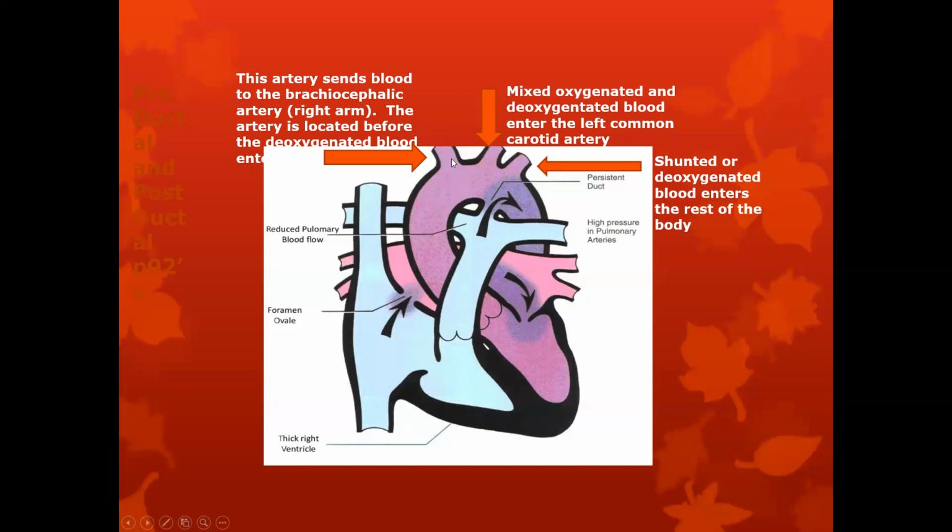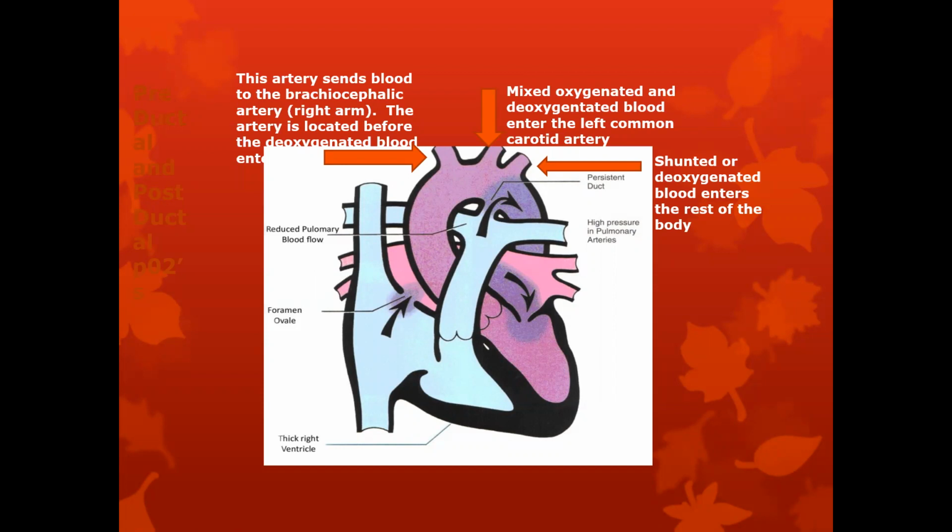Okay, what are the names of these three vessels? So brachiocephalic, left common carotid, and what is this one called? Left subclavian? Do you guys remember the name of this? I swear I'm going to retire in 2 years and still don't have this memorized. Every time I come to this, I struggle.